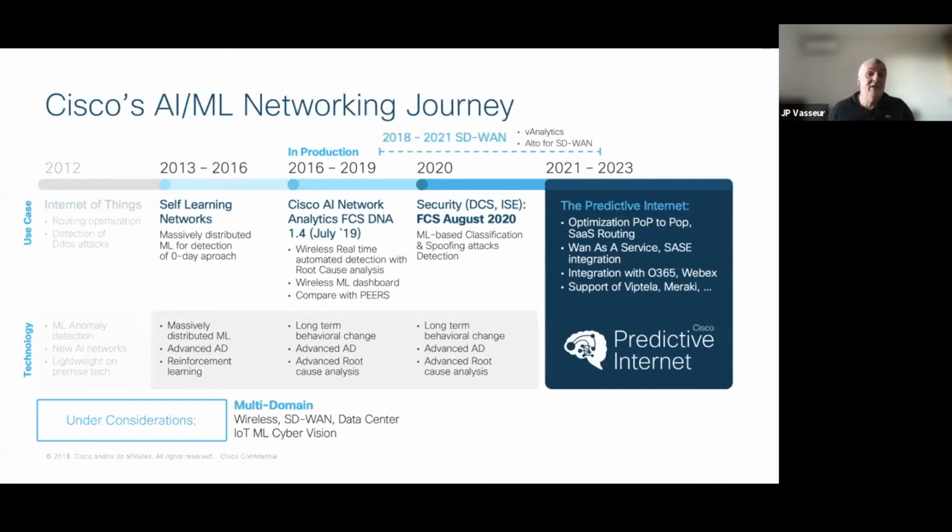And the last but not least is what we call now the predictive internet. I've been working with my team on this project for about 2 years. And we just started to explain a bit what the predictive internet was about. I believe this is going to be a game changer for the internet. And I truly believe that.